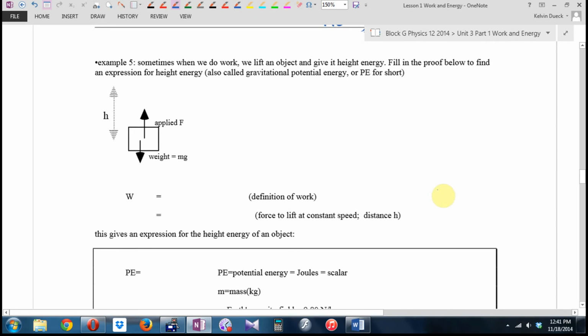So Eric, kinetic energy is 1/2 mv squared. That's the energy of motion. We also said there's gravitational potential energy. Let's see if we can fill in a proof, you and I, for that. So I said sometimes when we do work, we lift an object and we give it height energy. Fill in the proof below to find an expression for height energy, which I'm going to call PE for short. Even though there's many types of potential energy, the most common one we're going to be dealing with this year is gravitational, so if I talk about potential energy, assume it's gravitational unless I say different.